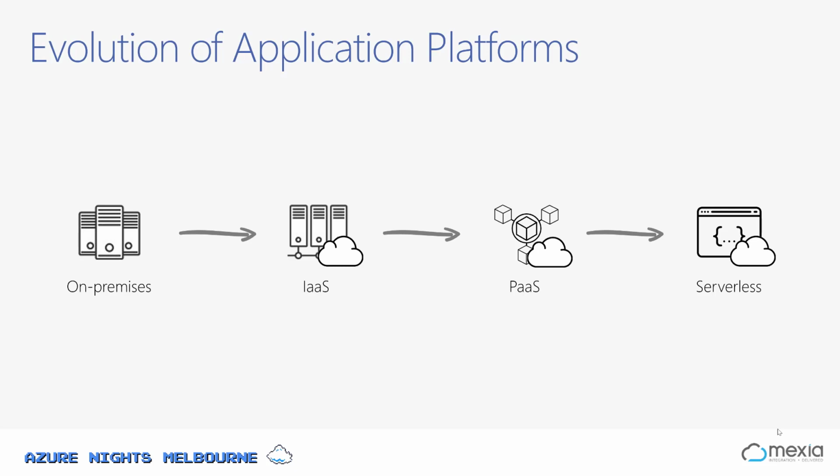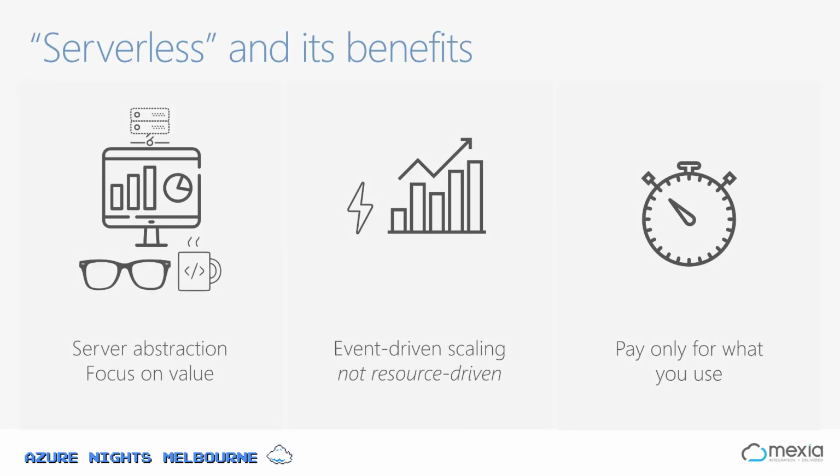Then PaaS came along. With PaaS, now we don't need to worry about VMs. We just deploy our apps, and then scaling is very easy. We don't need to worry about high availability. It's all managed for us. Very convenient. And the last wave of evolution in these application platforms is serverless. So with serverless you don't worry about servers. You just worry about your code. Does it make sense? Yep.